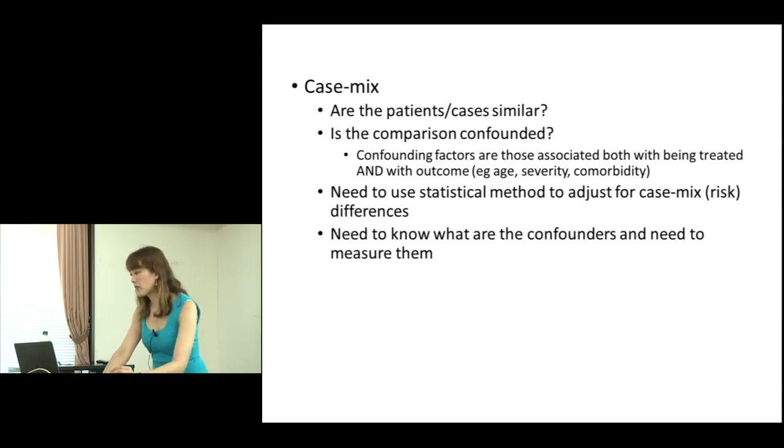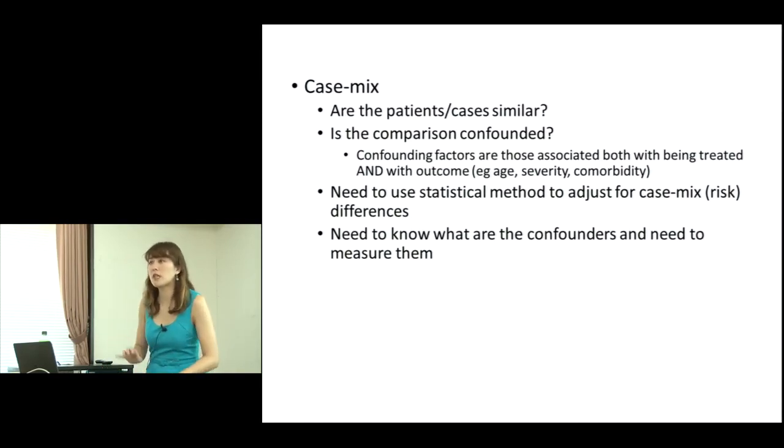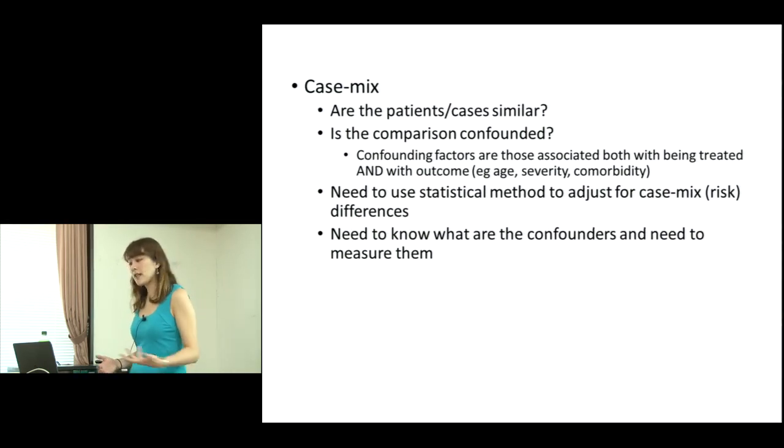Measuring severity, for example, is rather difficult. And also comorbidity is patchy. Sometimes it's very well recorded. Sometimes it's from routine records where people try to pick out disease diagnoses, which is difficult. Sometimes it's self-reported, and you can see the challenges there.